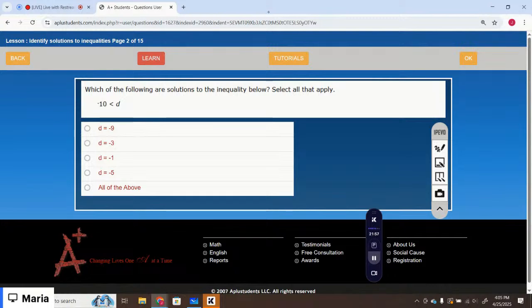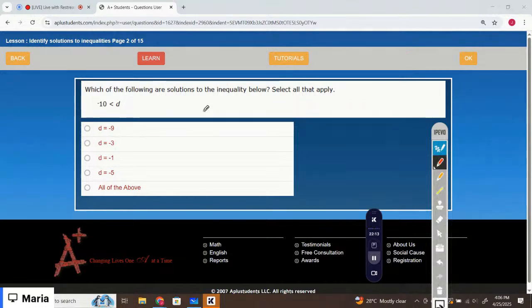Which of the following are solutions to the inequality below? Negative 10 is less than D. The options are negative 9, negative 3, negative 1, and all of the above. On the negative side, as you are moving far from zero, the numbers are getting smaller and smaller. So negative 10 is smaller than all the given numbers.